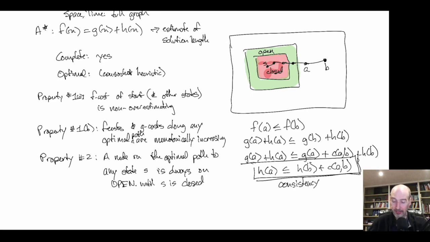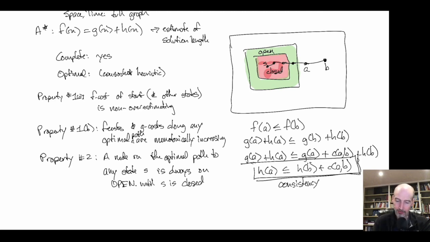And initially the start state is on open, and then you can show by induction that each time we perform an expansion, a successor is going to be put on open. Every time you expand, the next state goes onto open, the next state goes onto open. And so there's always a state on open along this optimal path.